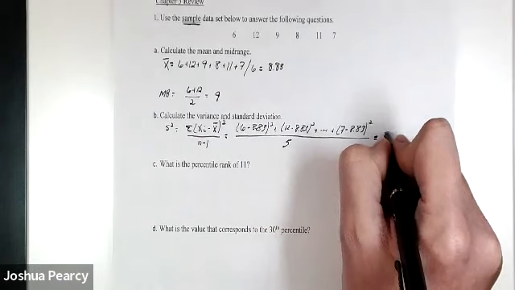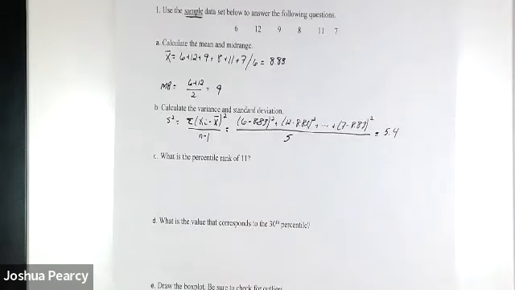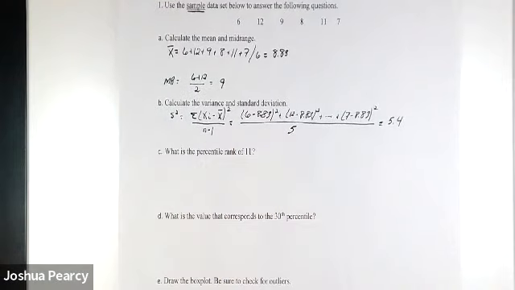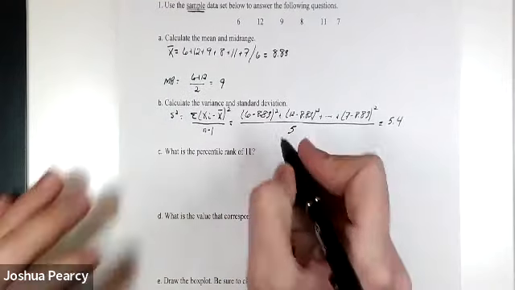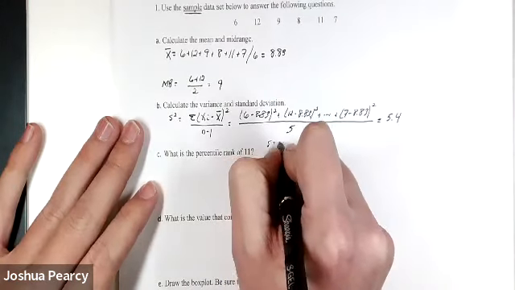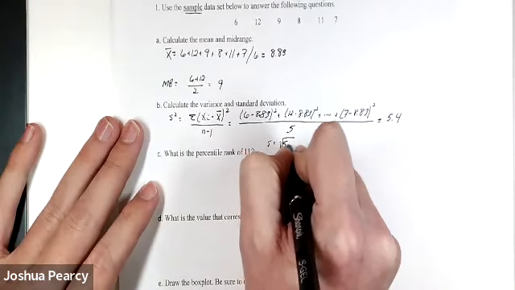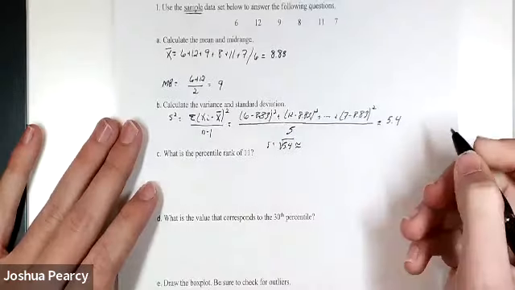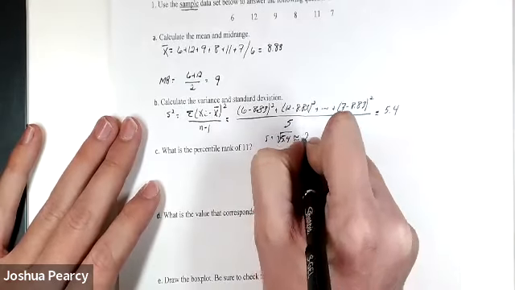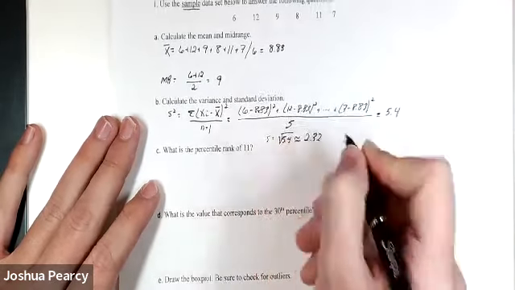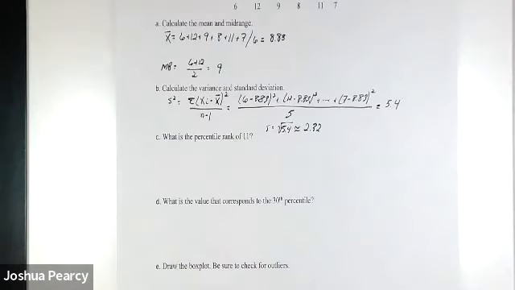Someone who thinks they got it right, what'd you get? Yeah, 5.37 or 5.4, either one's fine. So then you have the variance. What do you do to find the standard deviation? Yep, take the square root. So S is just the square root of 5.4, which is roughly, I put 2.32. Some of you missed that part. Some of you gave me the population variance and population standard deviation.